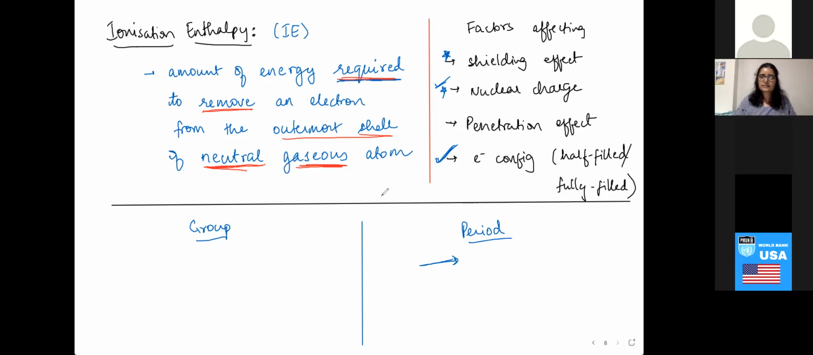Okay, so that's about it for ionization enthalpy.